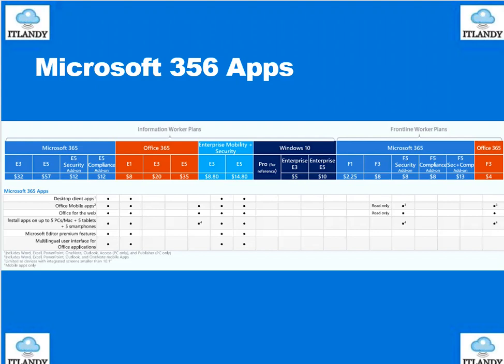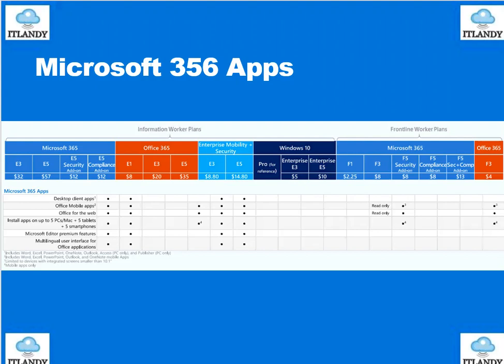You can see here from the columns for Microsoft 365 apps, do we get the desktop client application? The answer is yes. In relation to the Microsoft 365 mobile app and Office for web, the applications, like Office, can be installed on up to 5 devices. Then there are editing premium features through the browser or any other method, and multi-language support for the user interface of the application. These are the major features for Microsoft 365 apps.